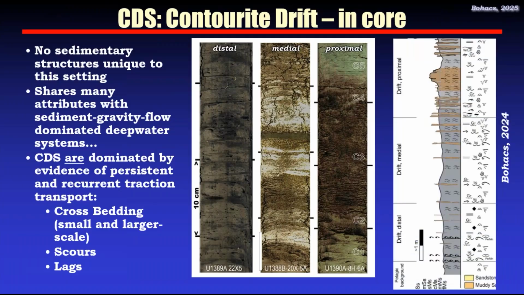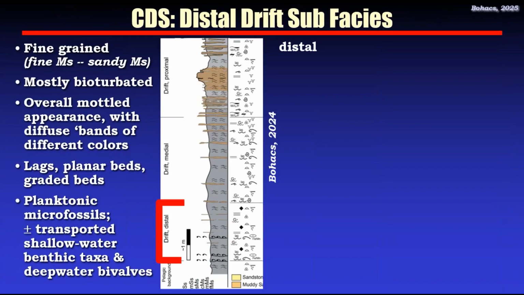So in detail, the drift can be divided into three subfacies based on their proximity to the contourite channel. Distal drift facies accumulate farthest from the contourite channel. They're typically fine-grained, argillaceous, siliceous, with very sparse glauconite. It is mostly bioturbated with sparse discrete deposit feeding and dwelling traces. This facies has an overall mottled appearance. Much of the original bedding is recorded only as diffuse bands of different colors with indistinct contrast.